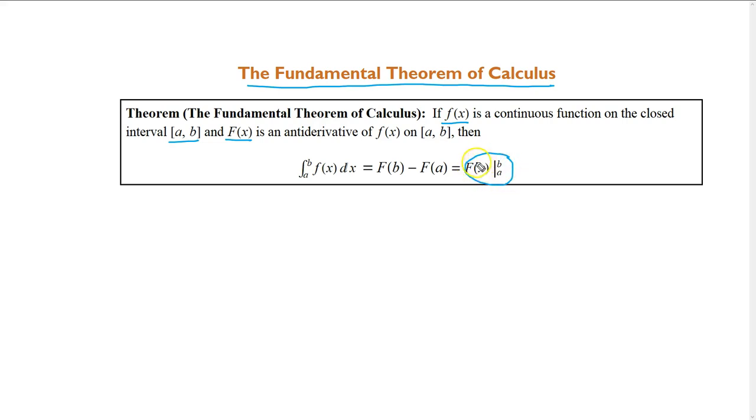So this simply means evaluate F at b and then subtract from it the value of F at a. So this simply means this right here. It's really an amazing result when you think about it. Let's take a look at a graphic here. Go back to one of our graphics that we've seen before.